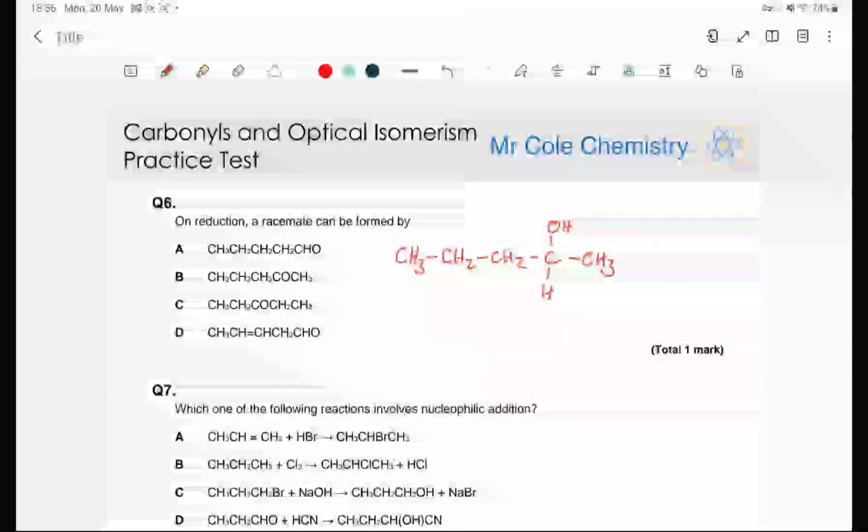Just quickly looking at why the answer isn't C and D. For C, there are 2 carbons on the left and 2 carbons on the right of the carbonyl carbon, which means that when you reduce it, you end up with C2H5 and C2H5, and therefore you don't have a chiral center. And then looking at D, it's just another aldehyde, it just happens to have a C=C in it, so it's the same as answer A. So the answer, of course, is B.